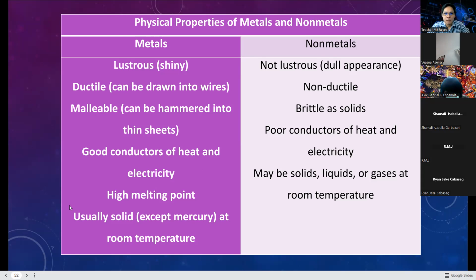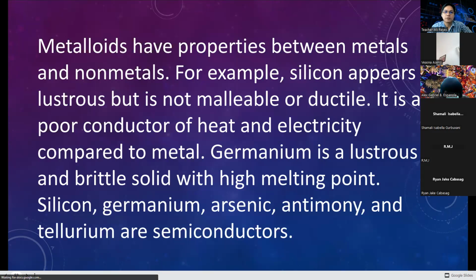Metals are usually solid at room temperature except for mercury, but non-metals may be solid, liquid, or gas at room temperature. Do you have questions so far? None, teacher. Please take down notes, because again, some of these are not found in your book. Some of these are actually in your book.